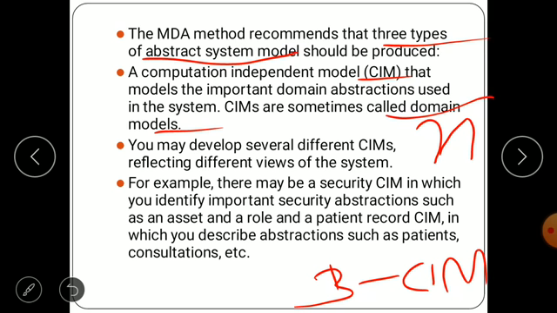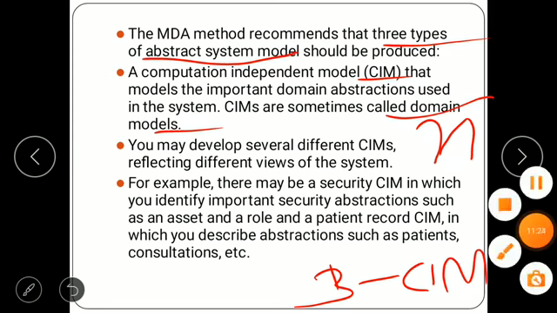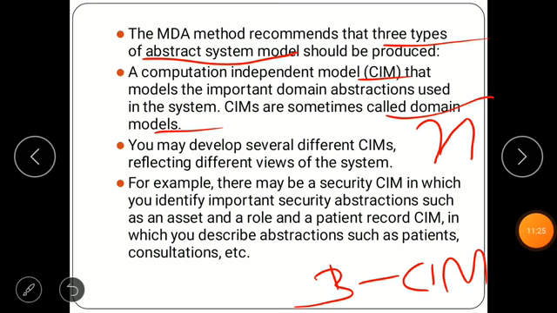For example, there may be a security CIM in which you identify important security abstractions such as access and role, and a patient record CIM in which you describe abstractions such as patients and consultations, etc. This is the example for CIM.